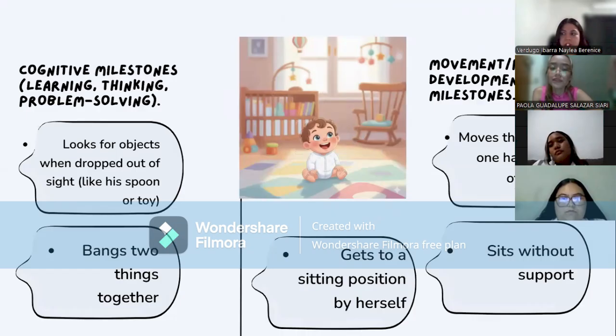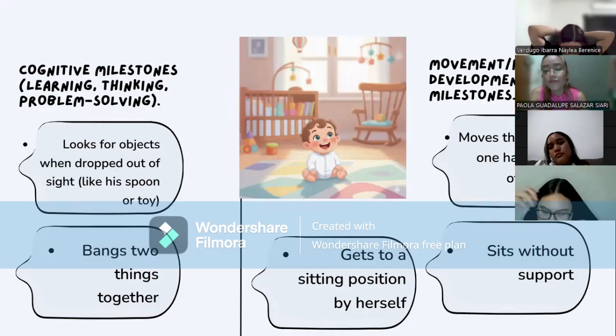Cognitive milestones, like learning, thinking, or problem solving: looks for objects when dropped out of sight, like his spoon or toy; bangs two things together. And movement, physical development milestones: gets to a sitting position by herself, like in the image; moves things from one hand to her other hand; and sits without support.